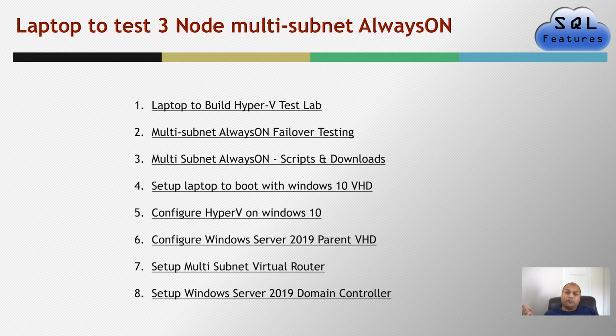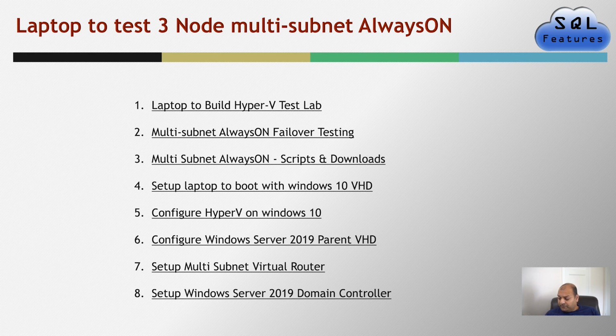Then we set up the laptop to boot with Windows 10 VHD, then configured HyperV, installed a parent virtual hard disk with Windows Server 2019 in it, set up multiple subnets, and added a virtual router which will allow any of these networks to talk to each other and access the internet, even though that network does not have internet. Finally, in the last session, we covered how to configure the domain controller. Now we have all the pieces of the puzzle in place, so it's time to get started.